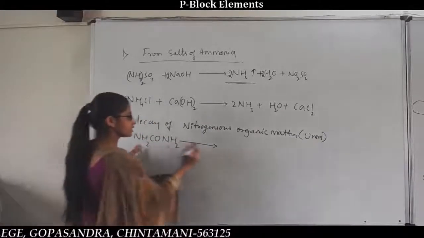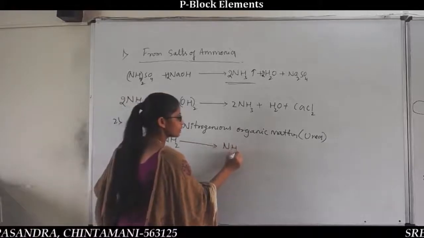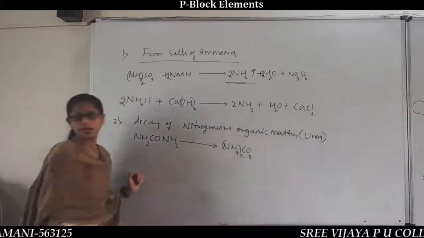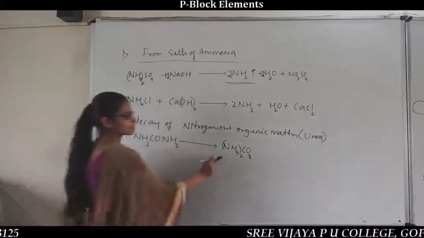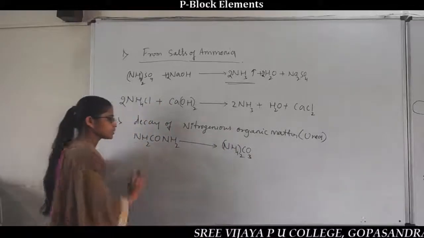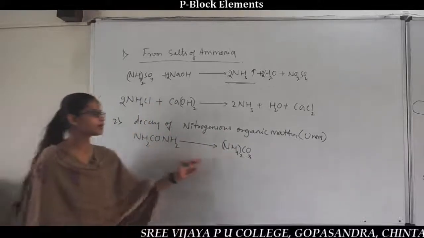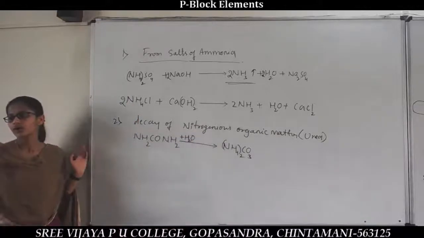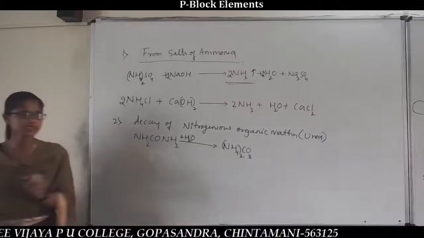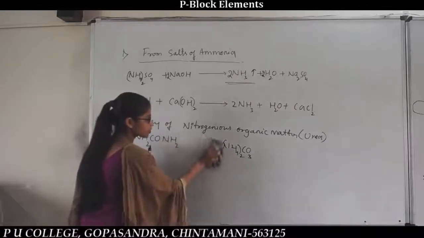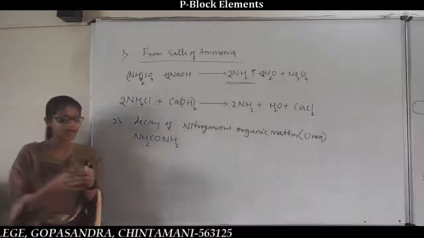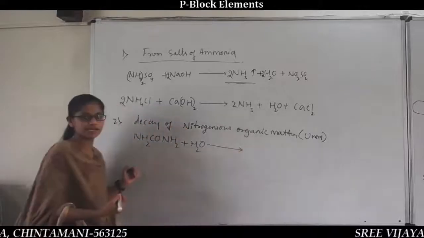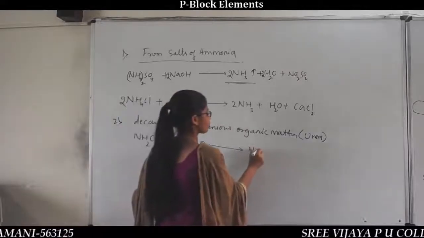The molecule splits and forms (NH4)2CO3. It is converted into ammonium carbonate in the presence of water. This is called the decay process. It can also be written as urea reacting with water, and this process, called decay, gives rise to ammonium carbonate.